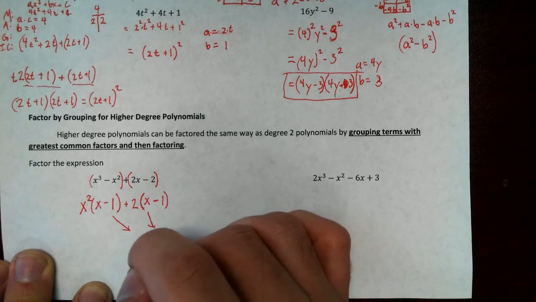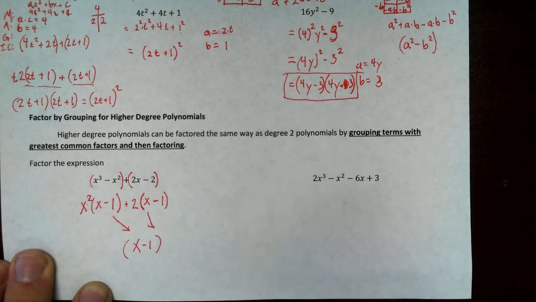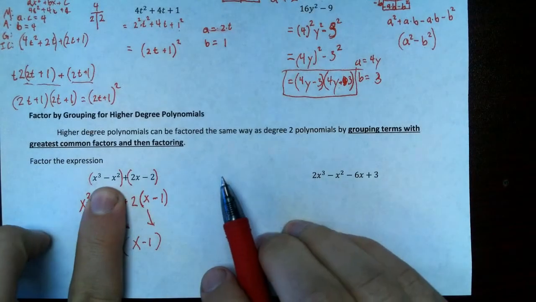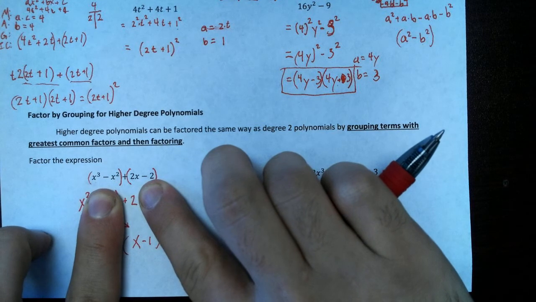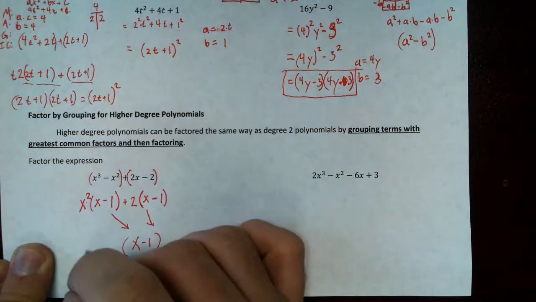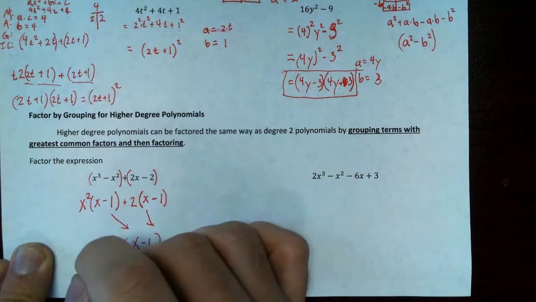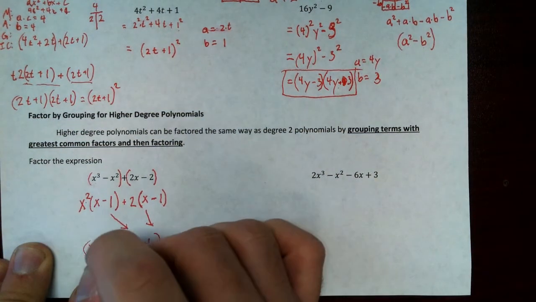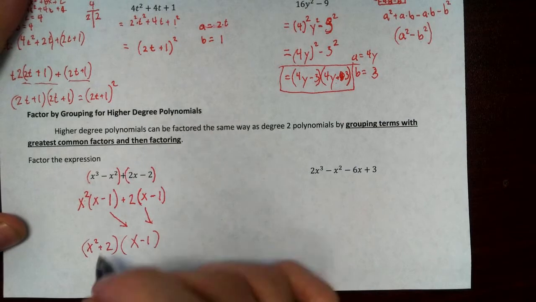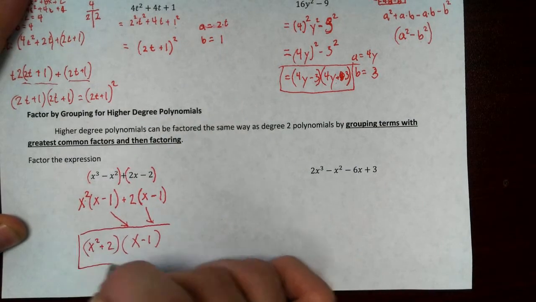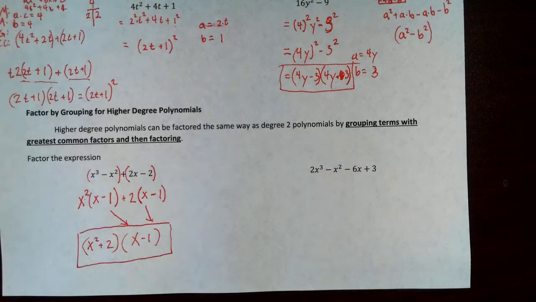So we pull out our x minus 1. And what is left remaining? Well, we have an x squared right there. And a plus 2 over there. Those are the 2 things remaining. x squared plus 2. Just like that. Okay? And that's our factor. That's what we get out of this, right? This is what it factors into.